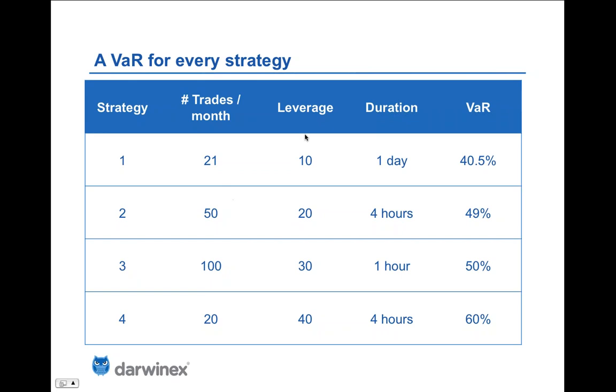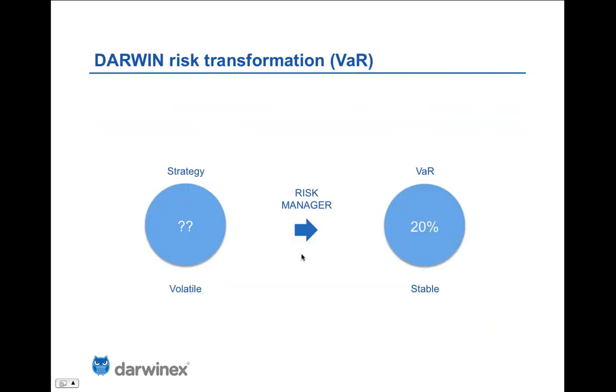Okay, so bear in mind, value at risk is linear in number of trades and leverage, but it scales with duration with the square root of time. That's why the longer you stay in a trade, the more you're eating into the risk.